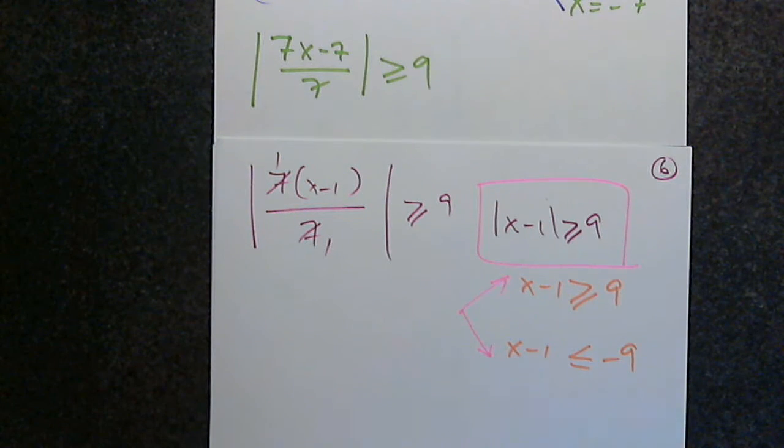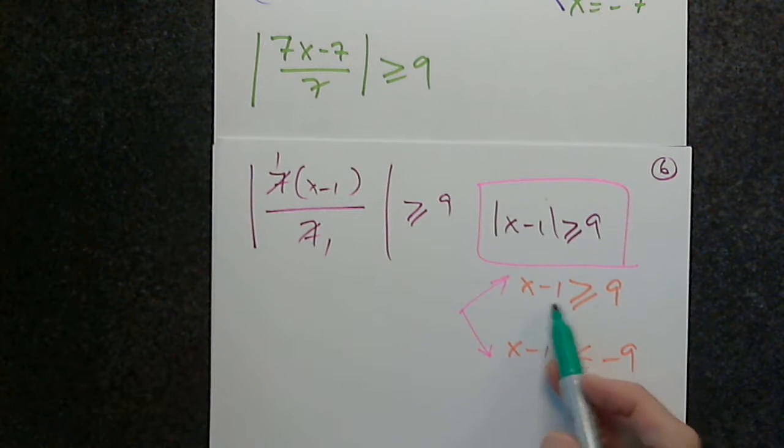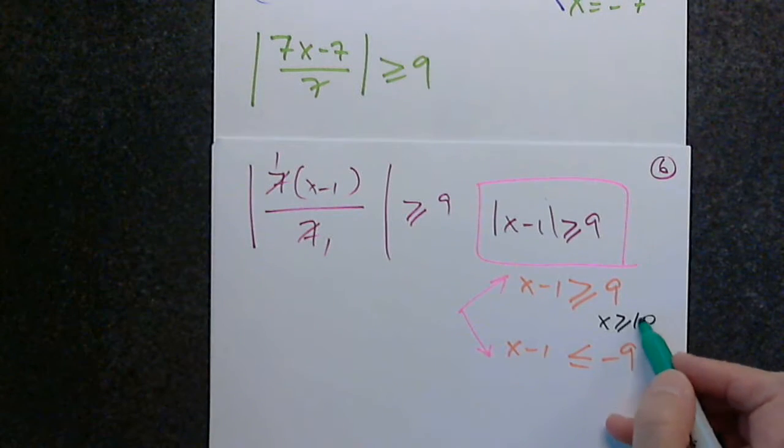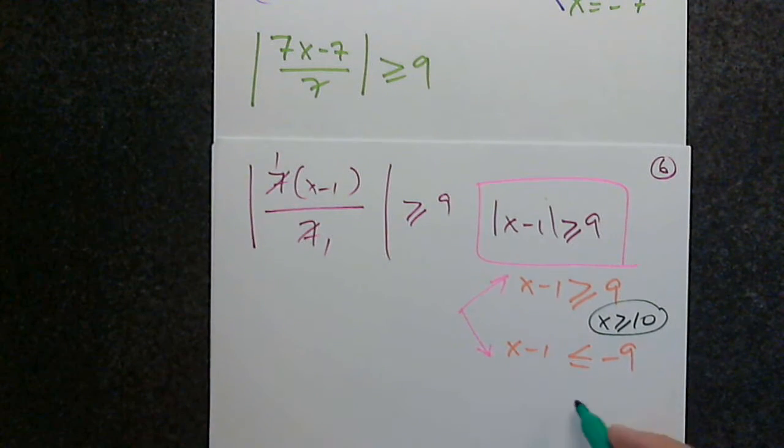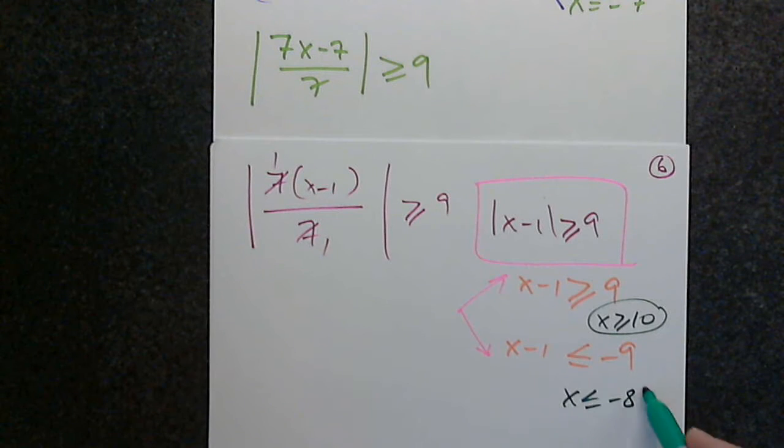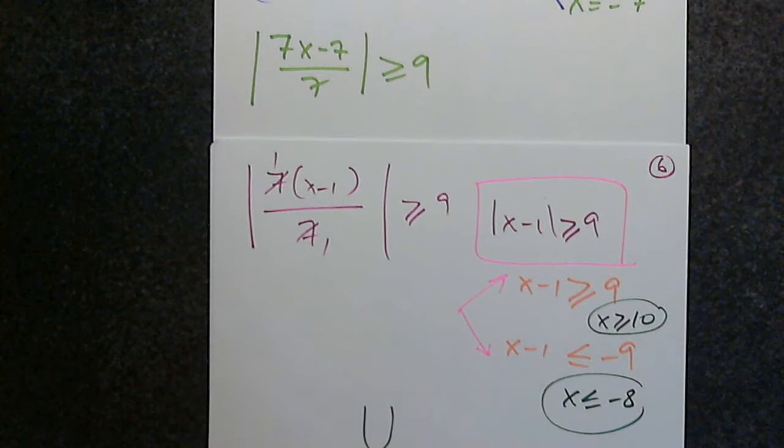Awesome. The outside, to the left of negative 9 or to the right of 9. Excellent. So the first one, when I add 1, I have x greater than or equal to 10. And here, when I add 1, I have x less than or equal to negative 8. And remember, this is the one that requires the union between the two solutions.